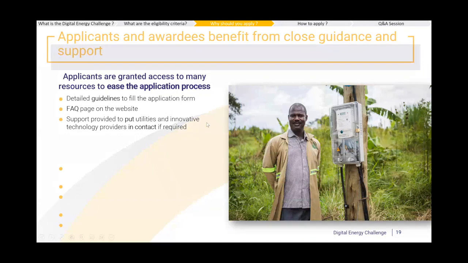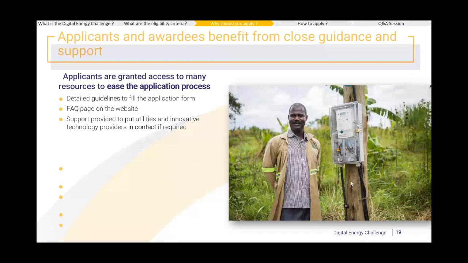Yes, so applicants will be accompanied along the way. We have tried to provide some detailed guidelines to fill the application form in the Excel. You also have a FAQ page on the website where you have some answers to questions that applicants usually ask. And if you are a utility or technology provider, but you haven't found your partner yet, when you are downloading the application pack, you have the opportunity to ask for support to find a partner, and we will try to help you to find the good partner.